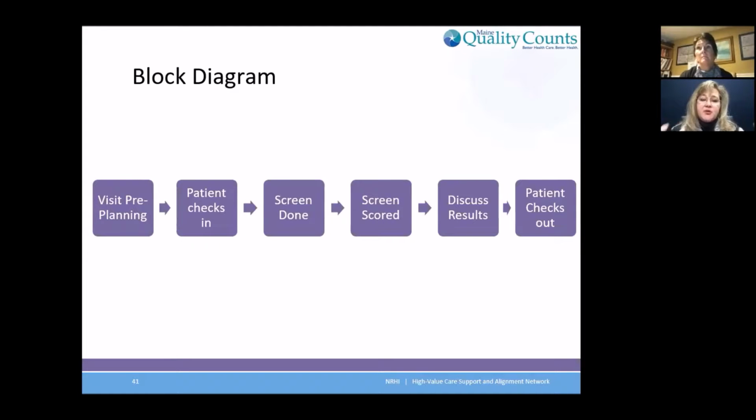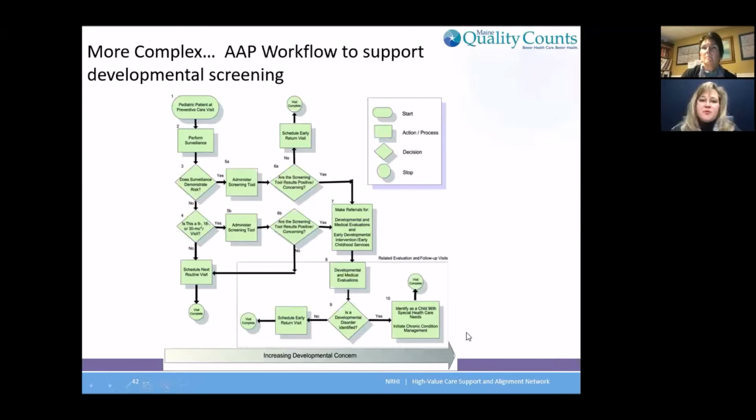We all know that within these buckets, there are multiple processes that take place. Looking at pre-visit planning, we know there are multiple things that have to go into that. So again, this is just a way to chunk this out into some buckets that you can really look at and then do even more process mapping. This is even more complex. The next one, looking at this workflow to support developmental screening.